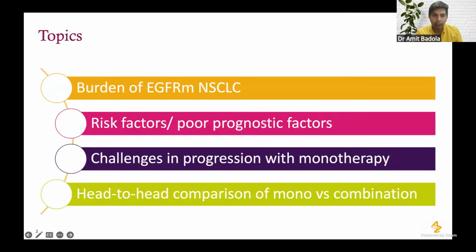The topics I will cover in my next slides are the burden of EGFR mutation in non-small cell lung cancer, the risk factors and poor prognostic factors, the challenges of progression with monotherapy, and the trials with head-to-head comparison of monotherapy and combination treatment.